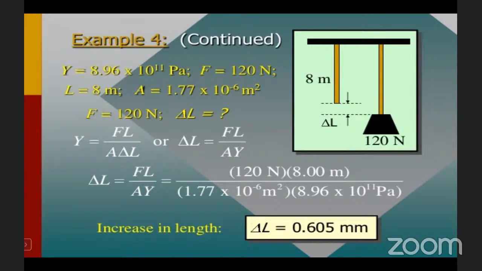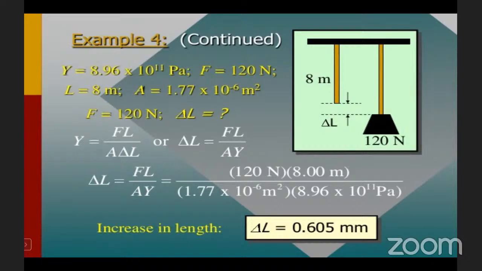This is also the change of length. See here, before, the problem was only finding the Young modulus. Now this problem assumes the value of the Young modulus and asks you to find the change of length. So when finding the change of length, the principle taken from the Young modulus is ΔL equals FL by AY. This is a very, very important principle and problem.